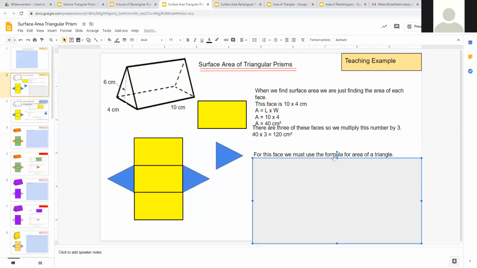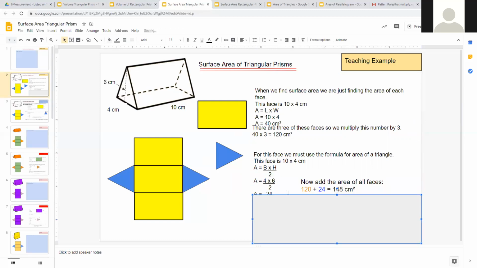Then we must use the area of a triangle formula we already learned. So we know that the base is 4 and the height is 6. And so I am going to multiply 4 by 6 and I get 24, and I have my formula here, and then I get an area of 12.